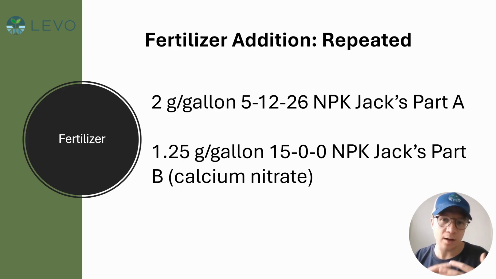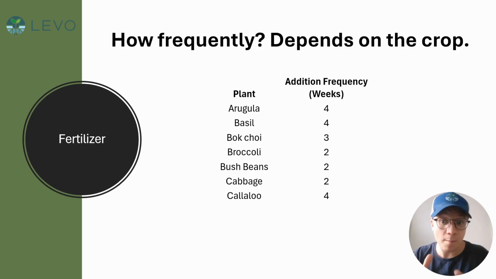Then during crop production, we make periodic additions of half-strength fertilizer. So shown here, we use half of that initial value that we're adding in, so a small amount that we're periodically adding in. How much are we doing this? How frequently are we doing this?